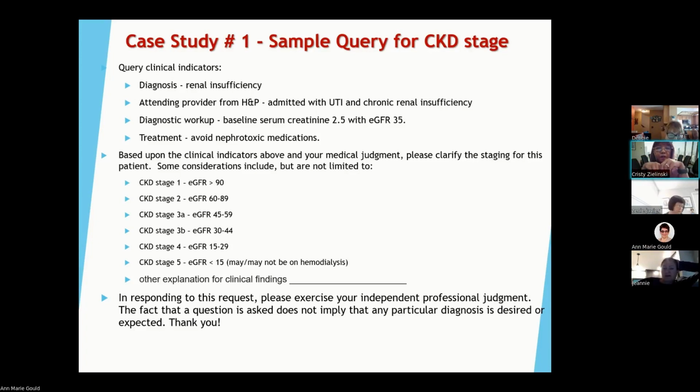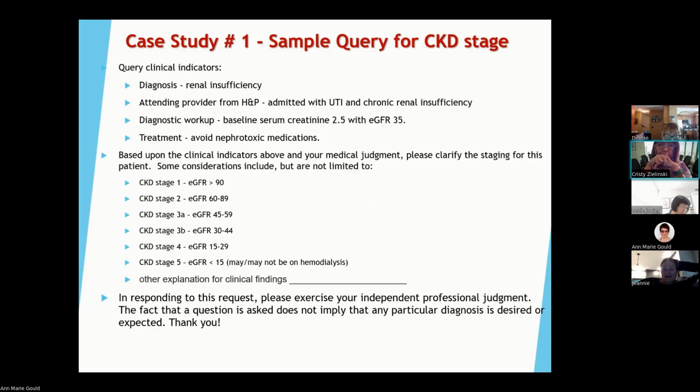That's why I was asking, because with a GFR of 35, I wouldn't include 4 and 5 personally. You're right. So you can delete some of the CKD stages. I just copied and pasted it in there, ladies. No, I like this. I'm kind of wordy sometimes with my queries, so I have to be careful.